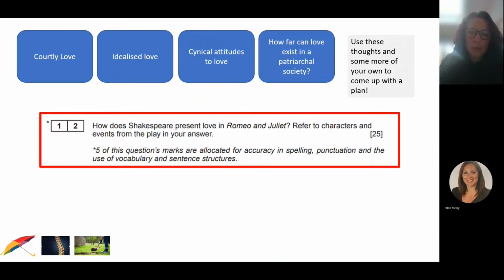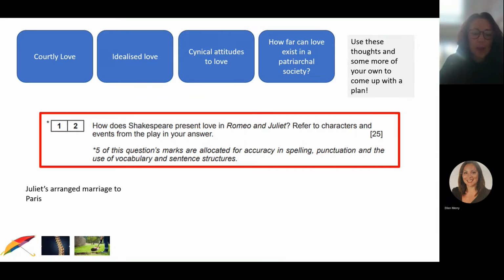And then you could explore, how far can love truly exist in a patriarchal society? We have Romeo and Juliet meeting and coming together and falling in love with this spiritual connection of the shared sonnet in Act 1, Scene 5. However, we do know that Paris is betrothed, or will be betrothed, to Juliet through her father's blessing, because it's a patriarchal society. So you could potentially explore the tensions that are posed there.